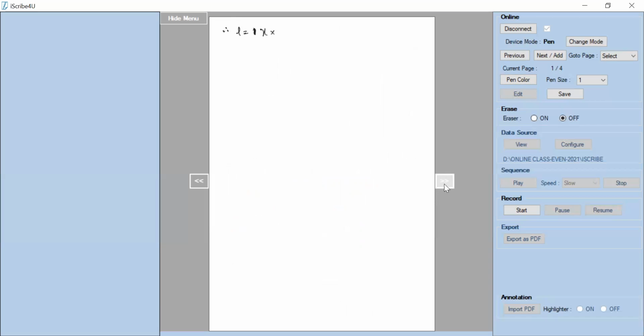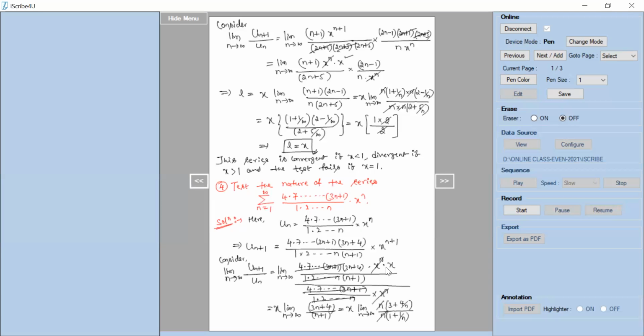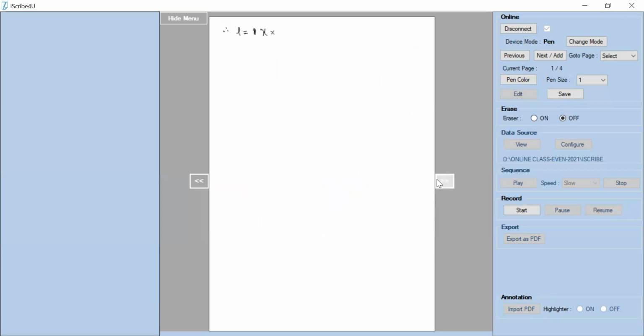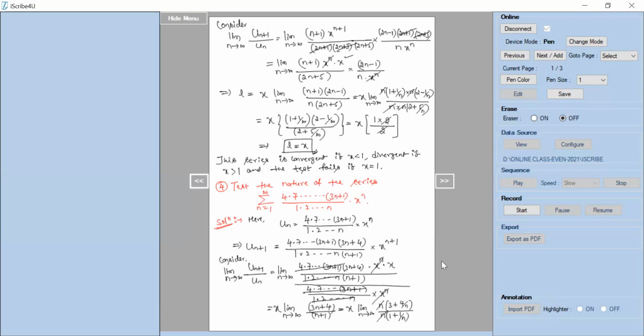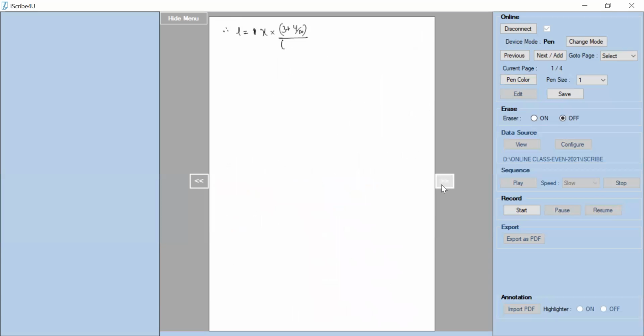x into, I will substitute the limit straight away. It becomes 3 plus 4 by infinity divided by 1 plus 1 by infinity. 4 by infinity is 0 and even 1 by infinity is 0. So you get 3 plus 0, equal to x into 3 plus 0 by 1 plus 0. So this gives L is equal to 3x.